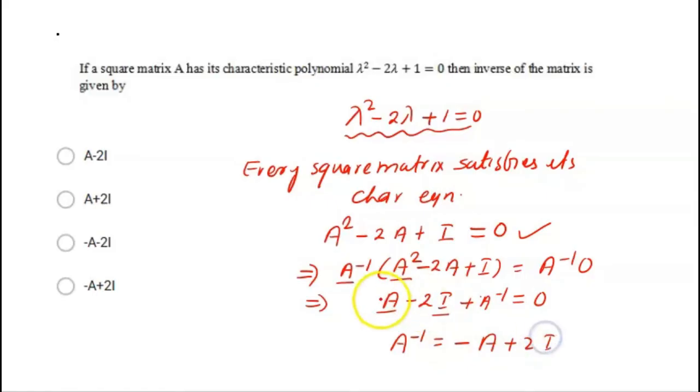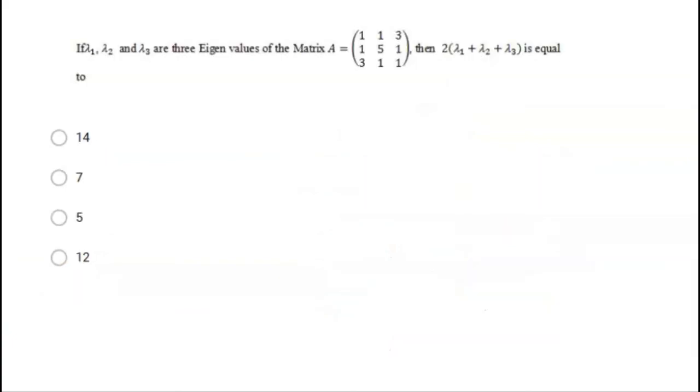I am taking this term minus A and 2I in the right hand side. So I am getting minus A plus 2I. So which option is correct? The option this is correct. Okay. So interesting question. Now let us solve few more problem quickly.